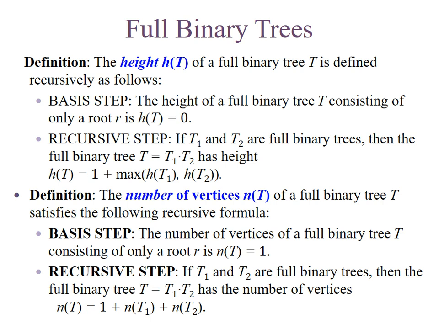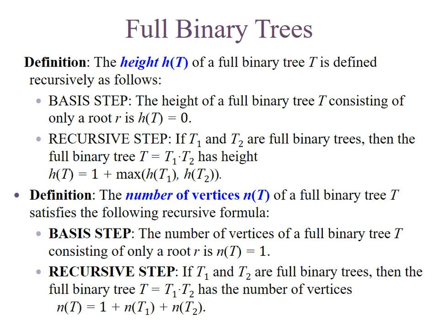So next, let's see more examples of recursive definition because we will use these two definitions for our next question. So this is the definition of the height of the full binary tree. Okay, let's see how to define the height of the tree. For the basic step, for a full binary tree, you have only one root r, and the height of the binary tree is 0. So if we have only one root r, then the height of the tree is 0.